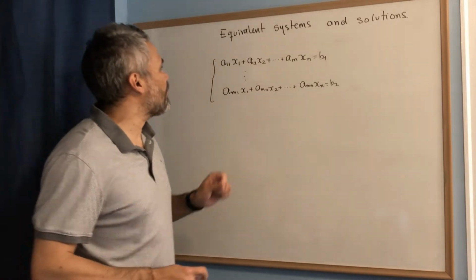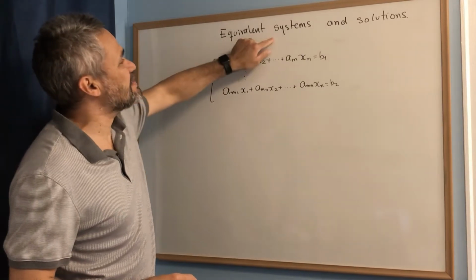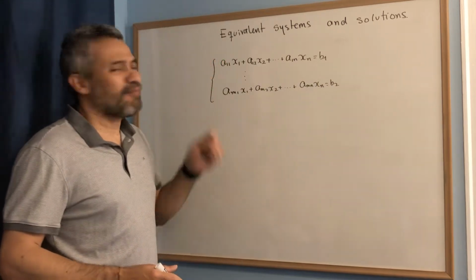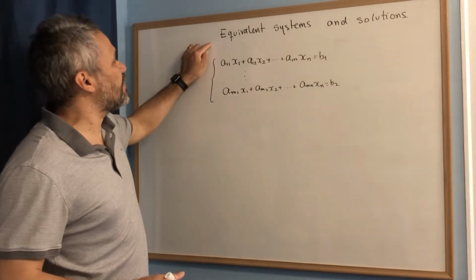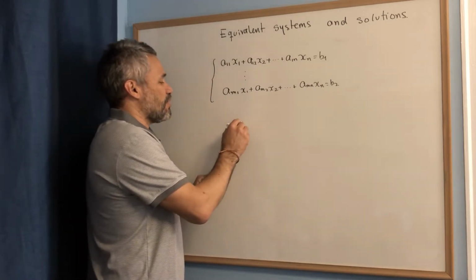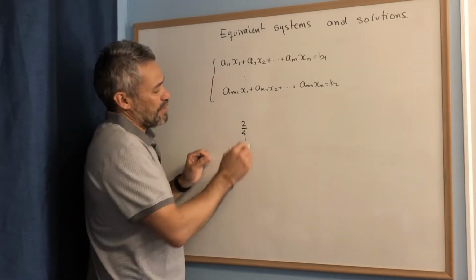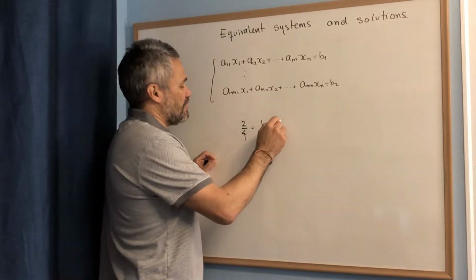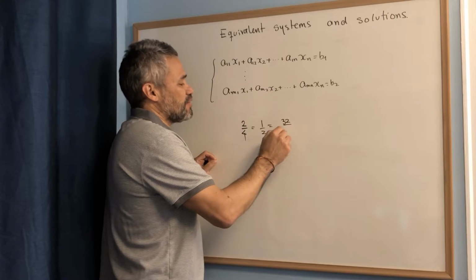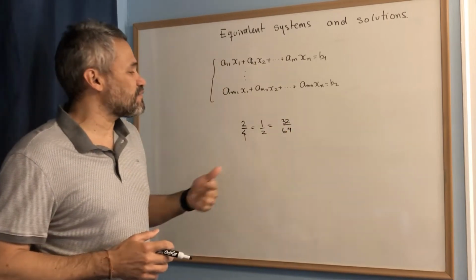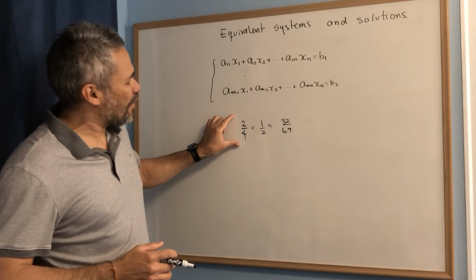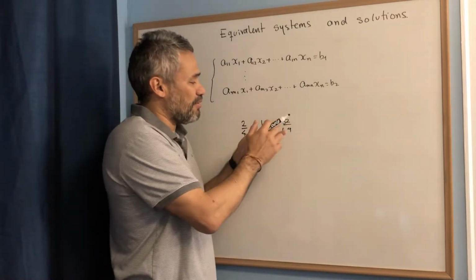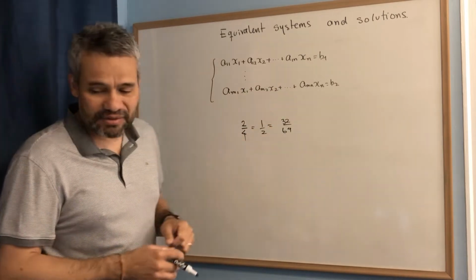Okay, in this video we will explain the notion of equivalent systems and solutions or a solution of a system. Let me remind you that the notion of equivalent is not new for us. For example, if we have 2 over 4, we say that this is equivalent to 1/2, and this is equivalent to, let's say, like 32 over 64, and we have some rules of things that we can do to that fraction to make it equivalent, right? If we multiply by the same number on the numerator and the denominator, then we get something equivalent.